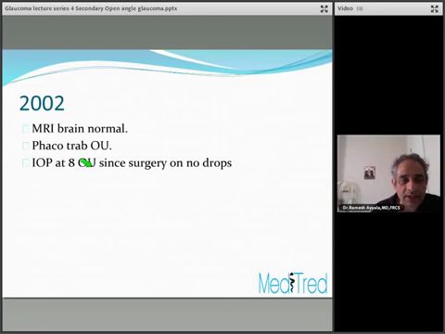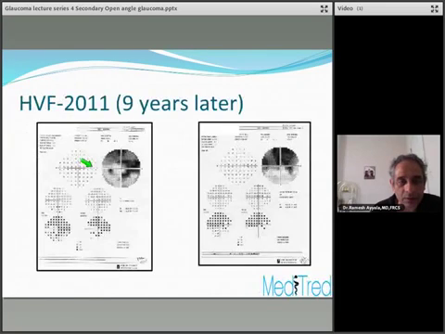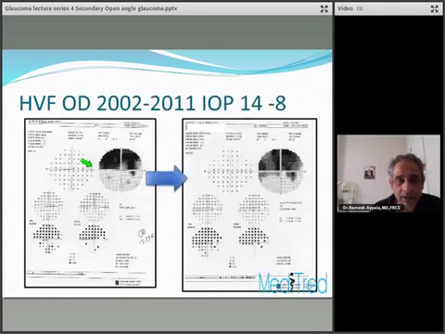And since then, the patient's intraocular pressure was measured at 8 millimeters of mercury with no drops. And 9 years later, you will see that the vision fields have not progressed much, telling you that the drop in intraocular pressure from 14 millimeters of mercury to 9 millimeters of mercury has stabilized the further loss of vision field. Here is another look at the same.